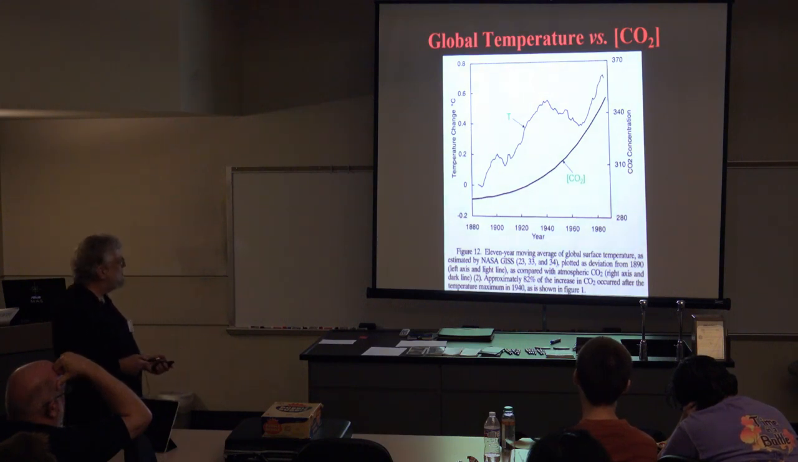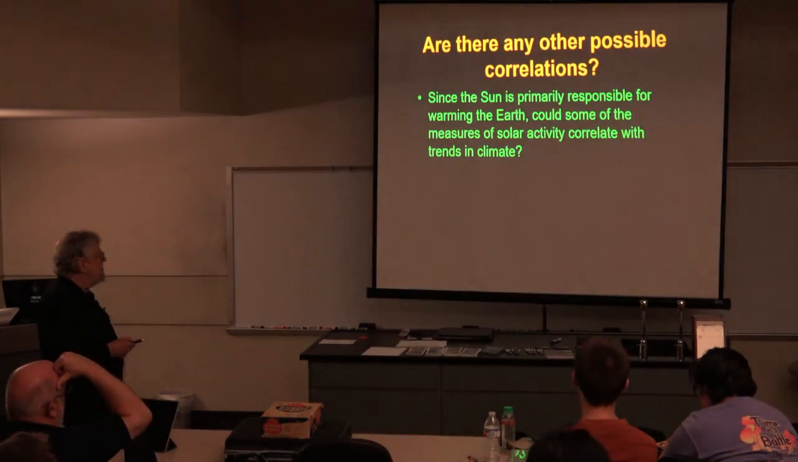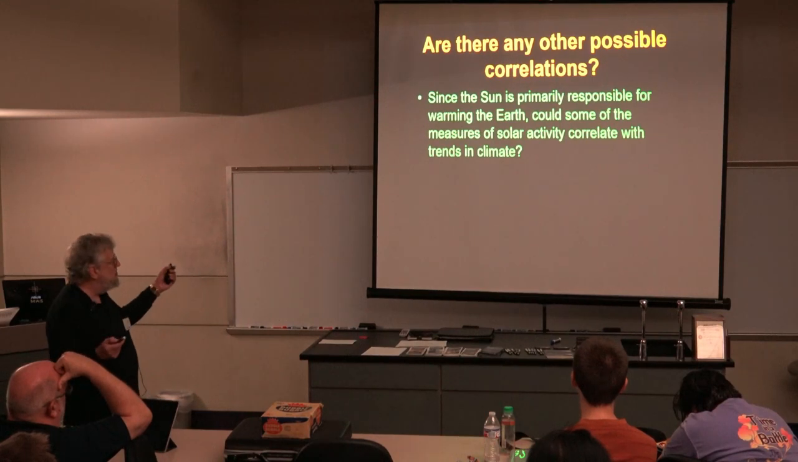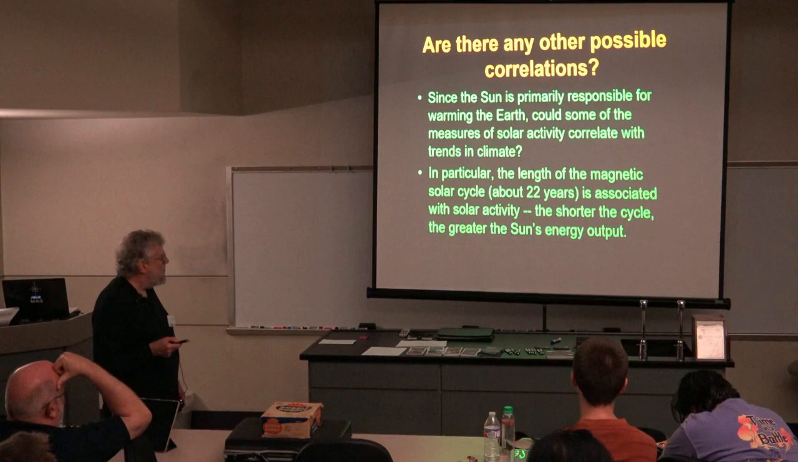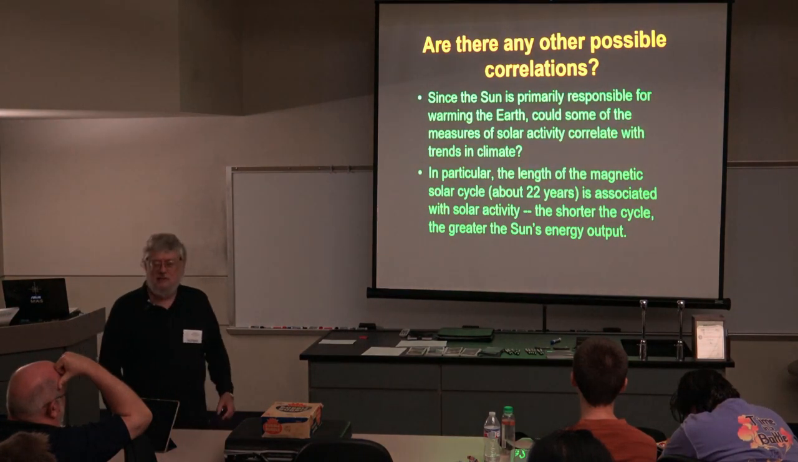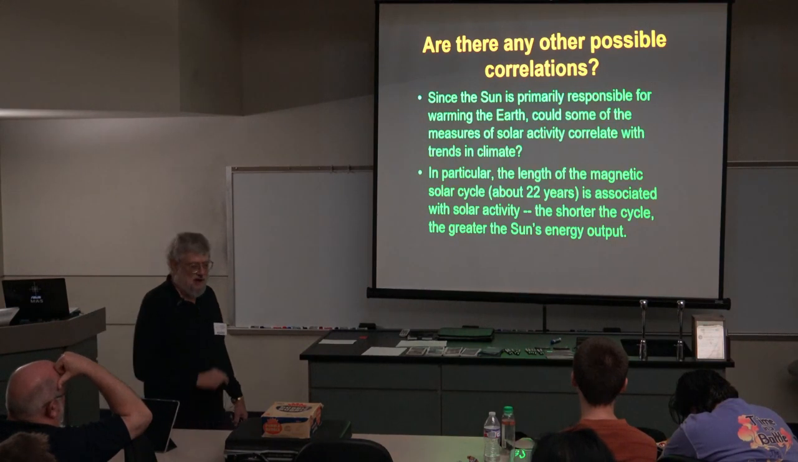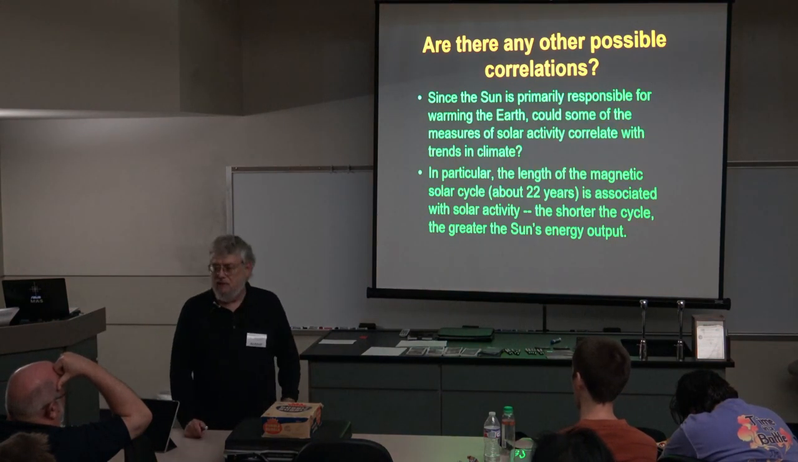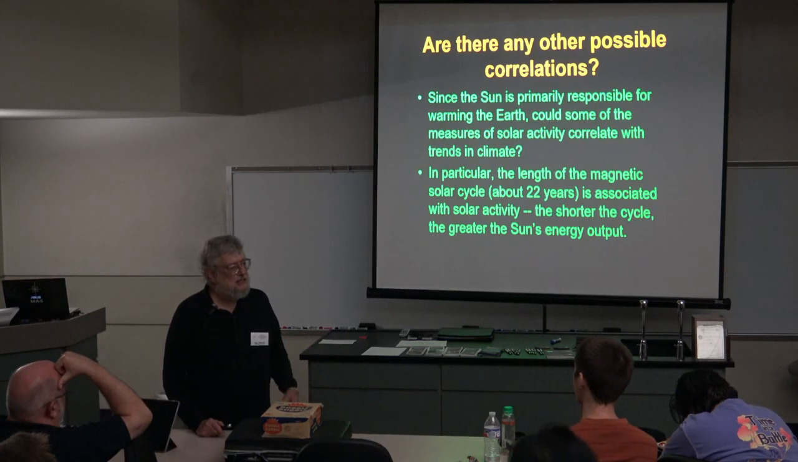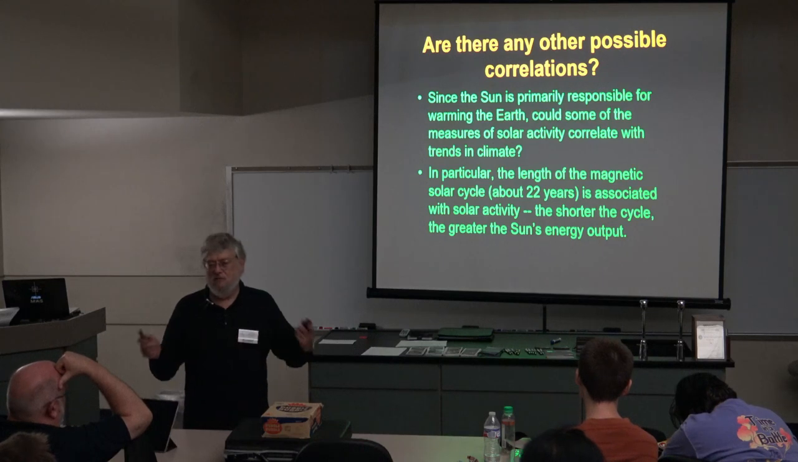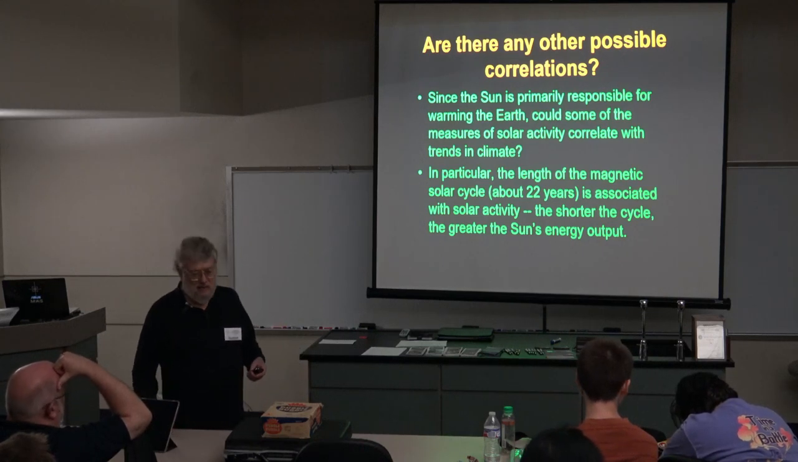And here's showing the CO2 level increasing, and most of it happens after a peak back in the early 1940s of the temperature. So since the sun is mainly responsible for warming the Earth, could some other measures of solar activity correspond to trends in climate? You all know about the sunspot cycle. We don't always have the same number of sunspots. They rise and fall in an 11-year pattern. And if you take into account the polarity switch from north to south poles at the end of each cycle, the cycle is really about 22 years long.